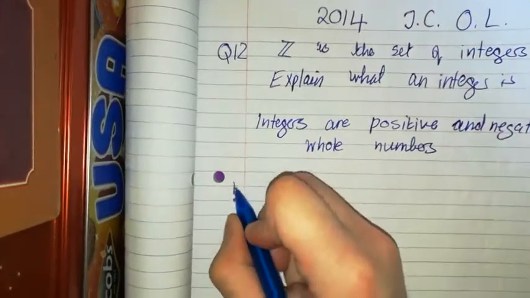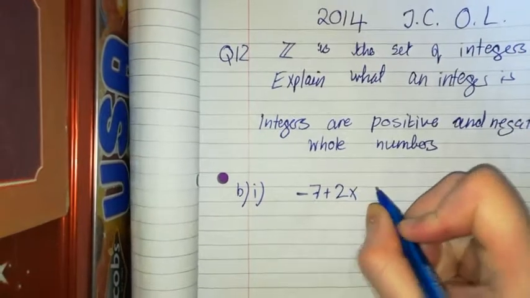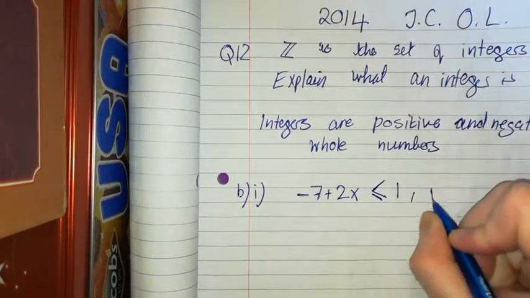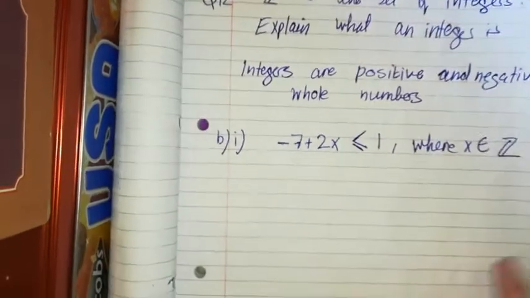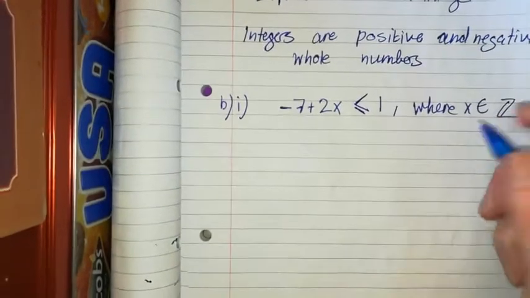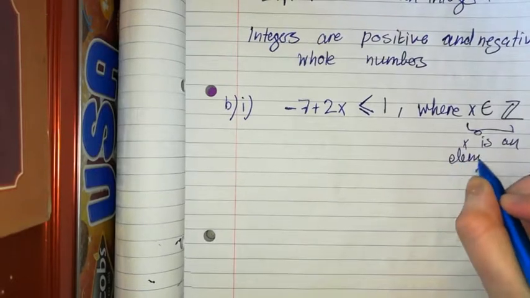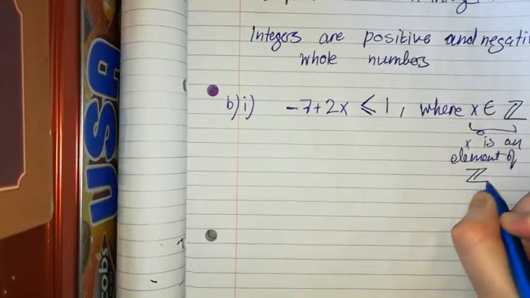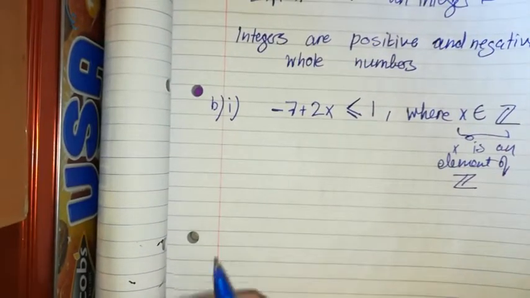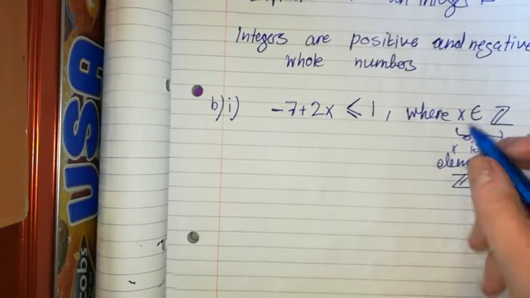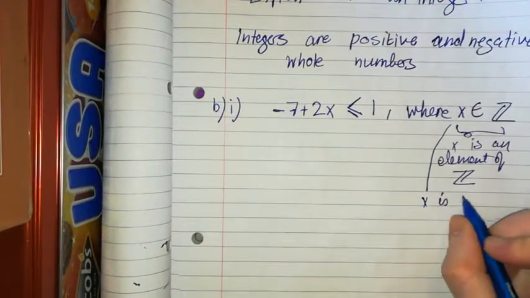And then it says solve the inequality: minus 7 plus 2x is less than or equal to 1, where x is an element of Z. What this means in maths terms is that x is an element of Z, which just means x is one of Z. But what is Z? X is one of the integers. So this piece that might look a bit complicated just means x is an integer.